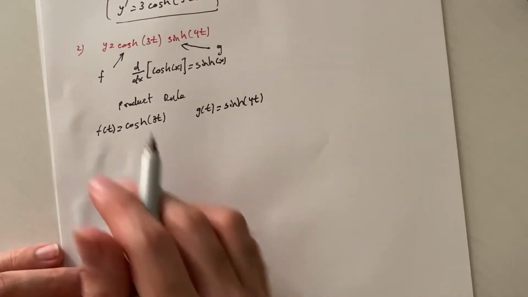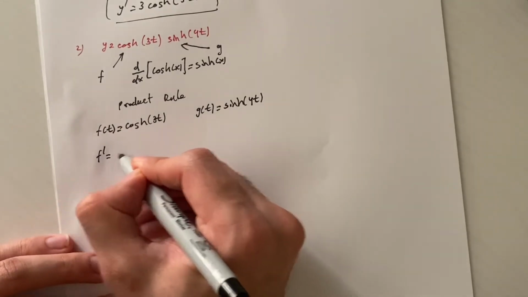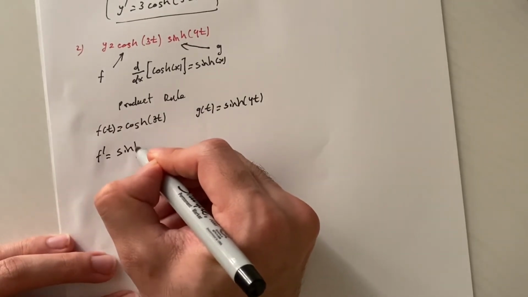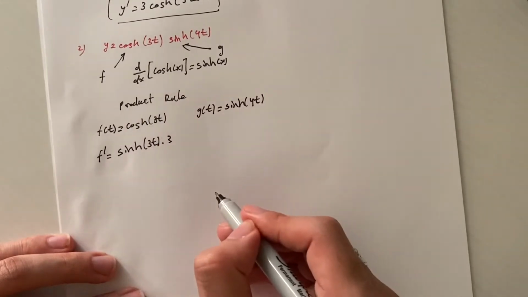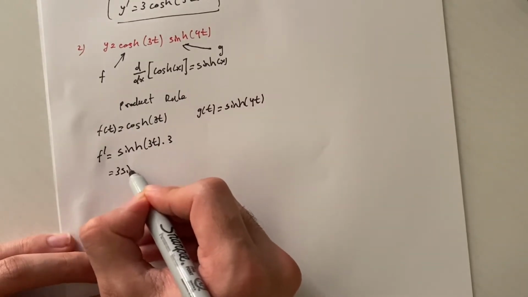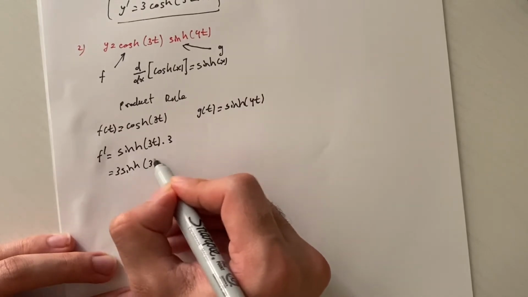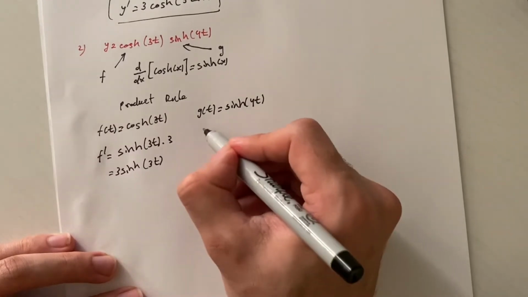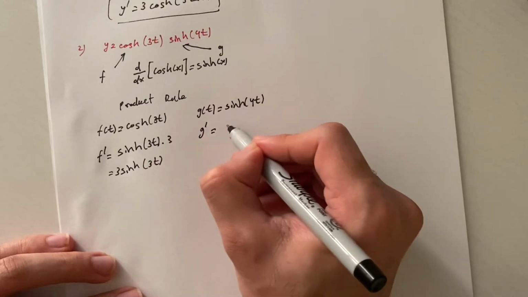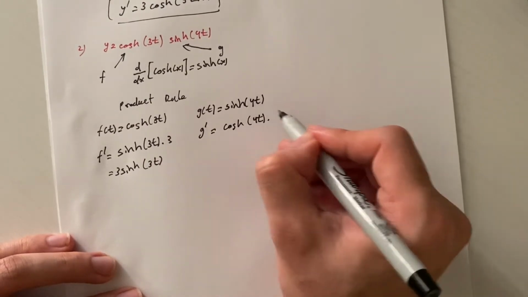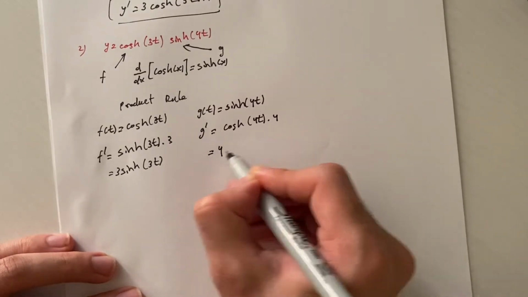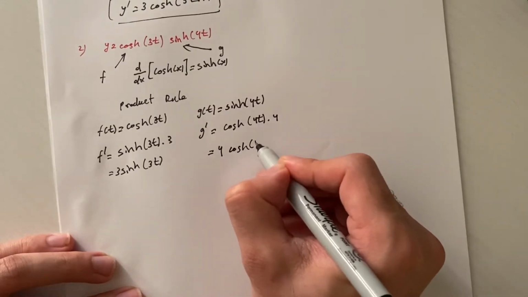Now I'm going to take the derivative of both. The derivative of f is sinh of 3t multiplied by the derivative of the inside, which is just 3. I'm going to write it as 3 sinh 3t. Now the derivative of g is cosh of 4t multiplied by the derivative of the inside, which is 4. I'm going to write it as 4 cosh of 4t.